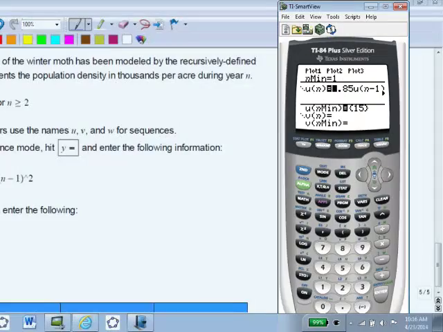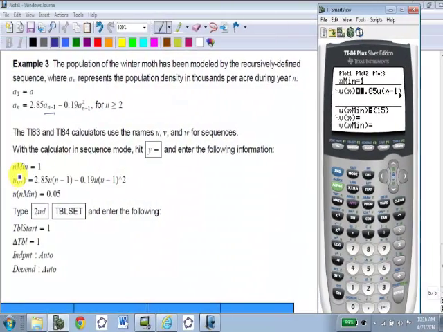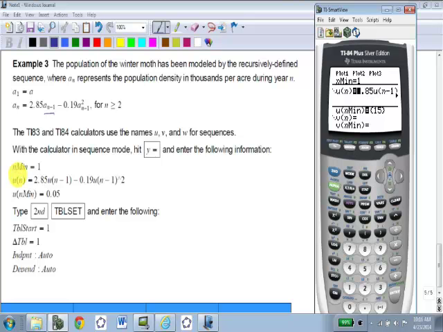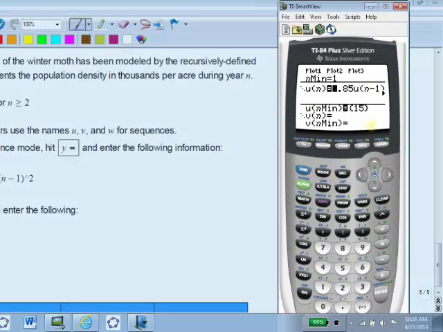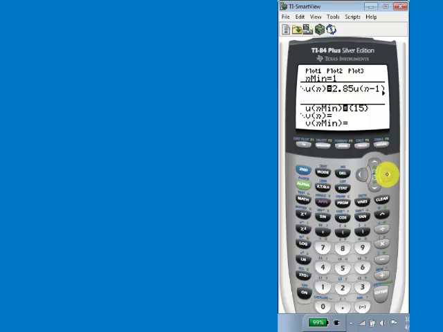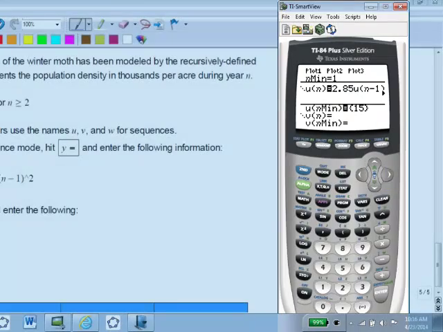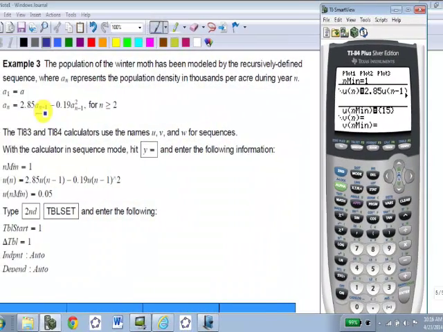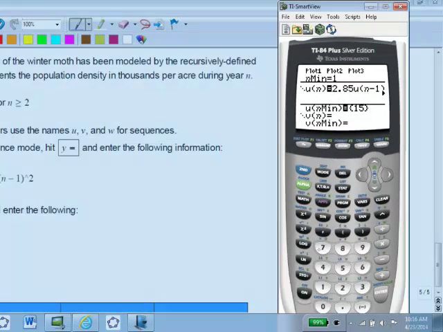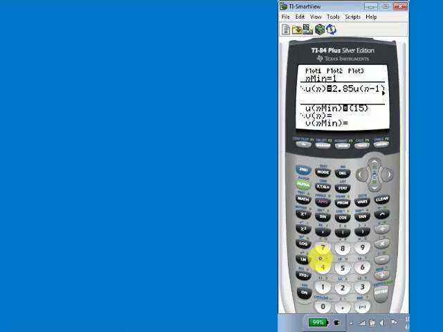In place of a sub n, we want to use u of n. We're going to need to display the n in a little bit, but let's first type the 2.85. So u of n equals 2.85. If we want to multiply by a sub n minus 1, we want to multiply by u of n minus 1. The u on the calculator is on the 7.